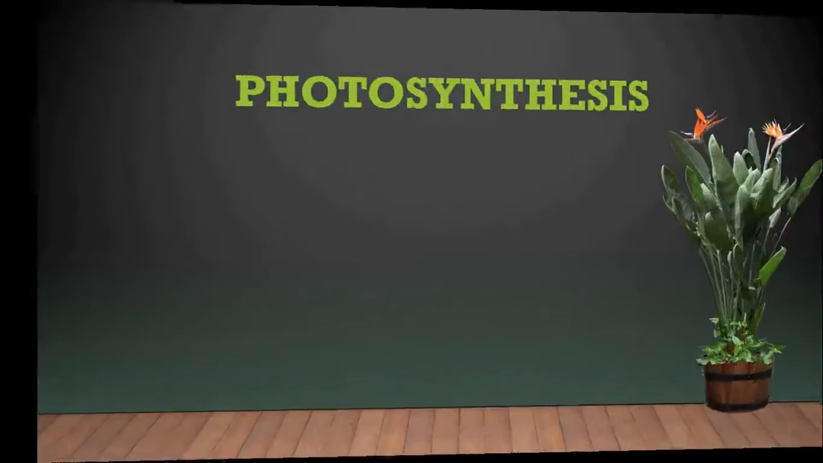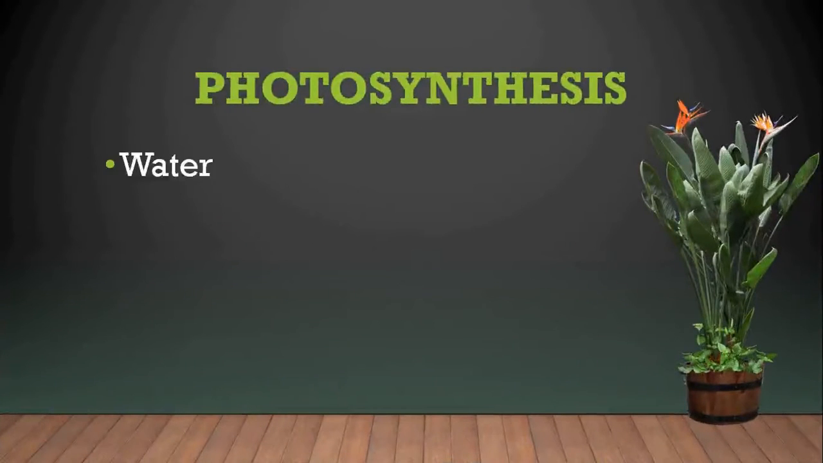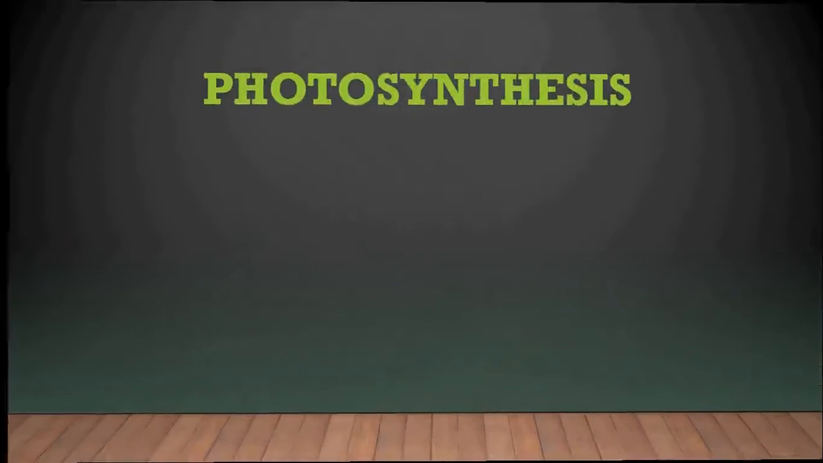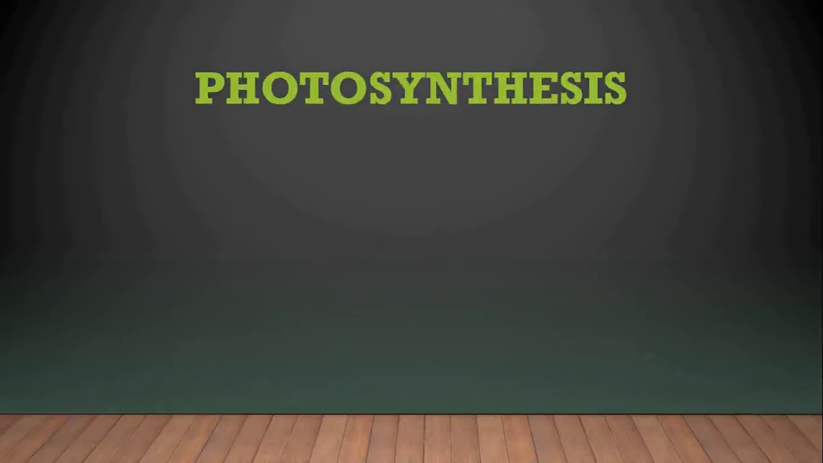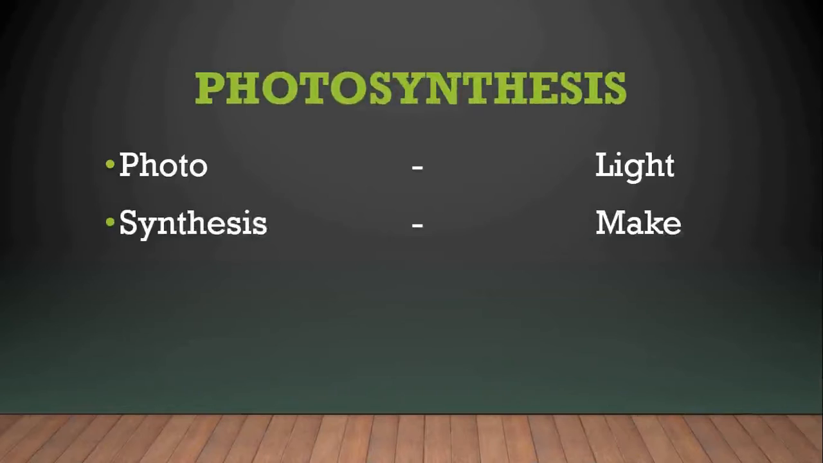Next, photosynthesis. Plants need water, air, and sunlight to make food. The process by which leaves make food is known as photosynthesis. Photo means light, synthesis means make. Photosynthesis means making food in the presence of light.